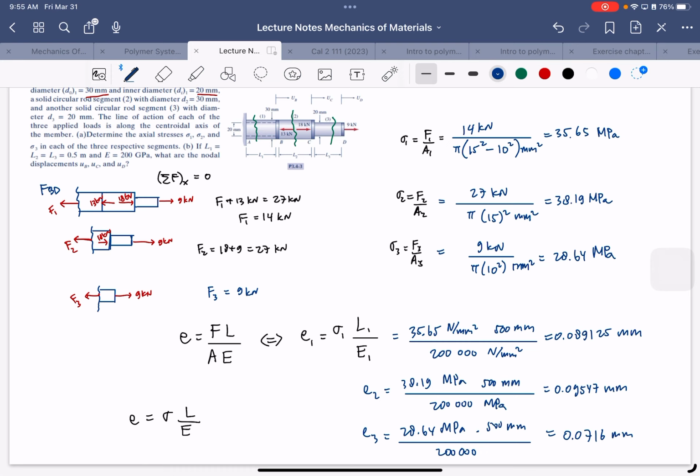Now the question is to solve for the displacement. So displacement UB is equal to e1. Displacement of UC is e1 plus e2. Displacement of UD is e1 plus e2 plus e3. I think you can just add all those numbers. You can add by yourself for the UB, UC, and UD.